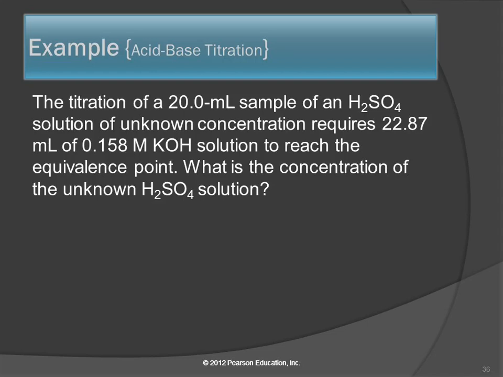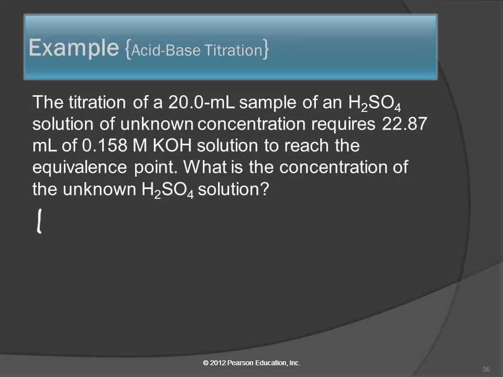We need a balanced chemical equation. The technique that produces the best long-term results for solving titration problems is to use solution stoichiometry. There are other shortcut ways that work for some situations, but I think it's really best to think of it in terms of solution stoichiometry. So we need the equation.